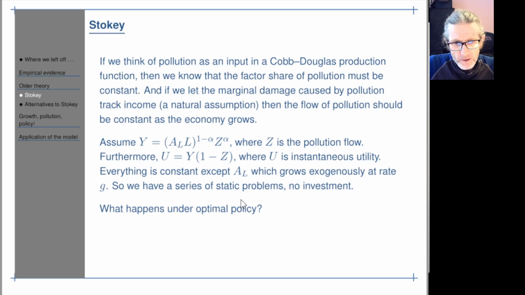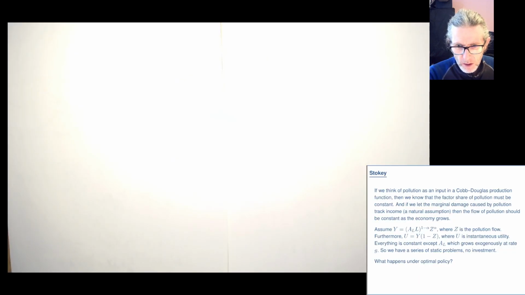I don't know if you can get your head around that, but I'm now going to do the math. So assume y equals (AL)^(1-alpha) z^alpha. So we've got the Cobb-Douglas production function, where z is an input, and u is y times (1 minus z), where u is instantaneous utility. AL grows, whereas L is constant. What happens? Okay, we're going to look at that. I'm going to go through the math.